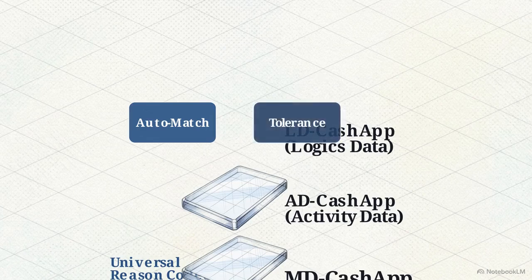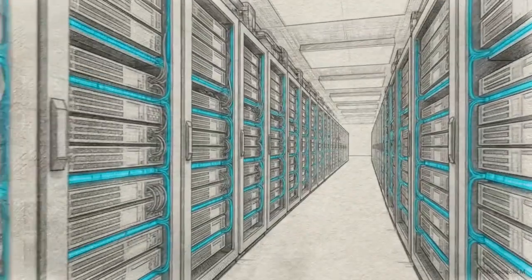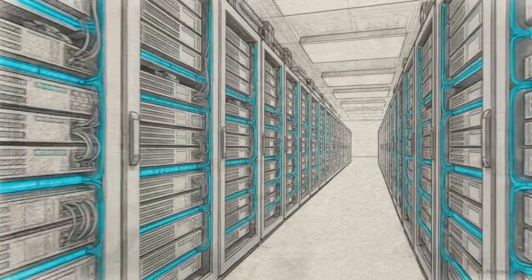We also include dynamic tolerance rules. If a payment is slightly off, the logic automatically clears the discrepancy, removing human intervention. By stacking these tables, we've built a self-contained brain that can evaluate financial transactions before the ERP even knows the cash has been received.